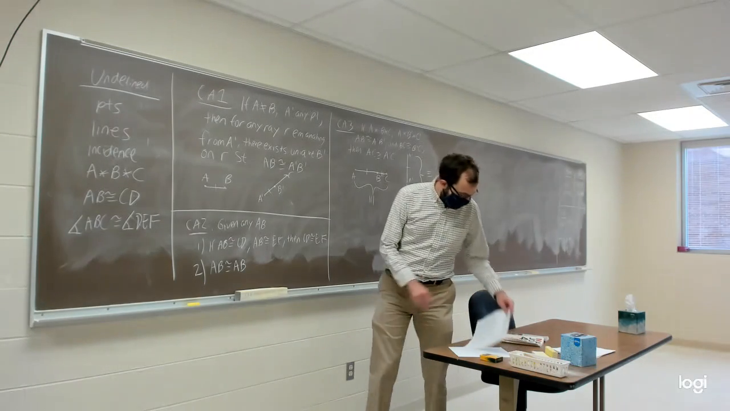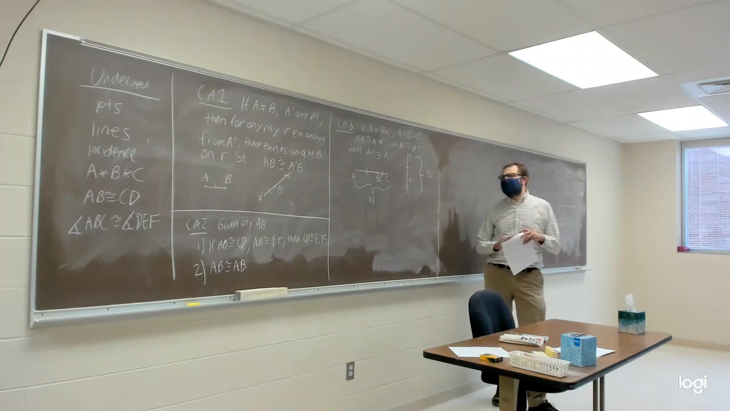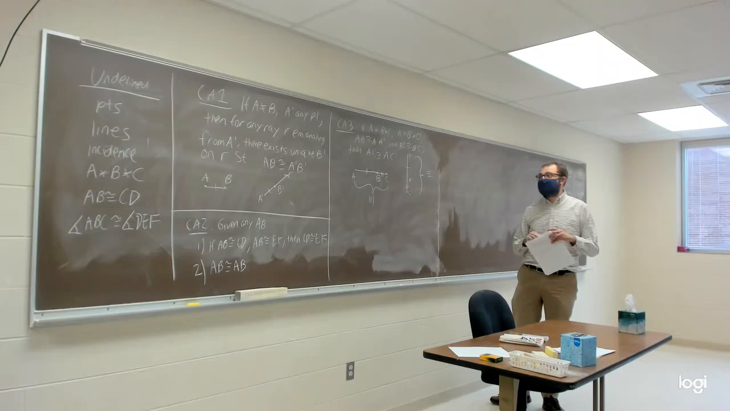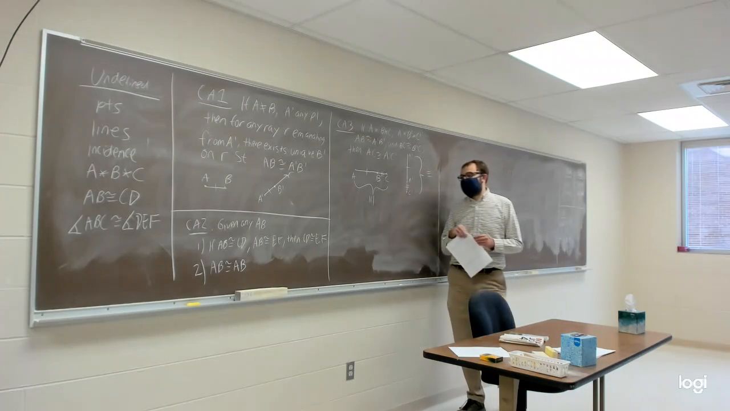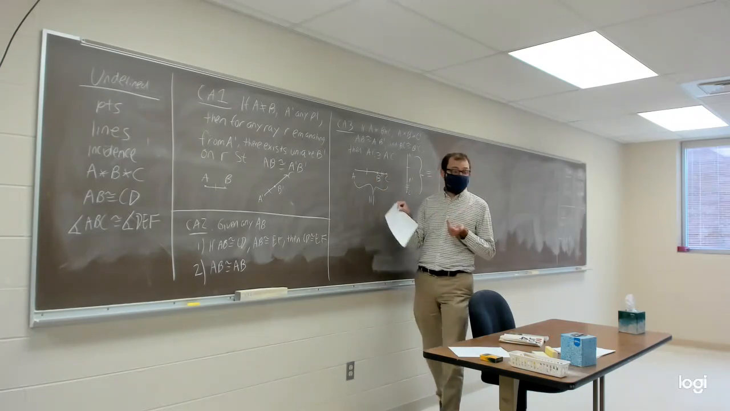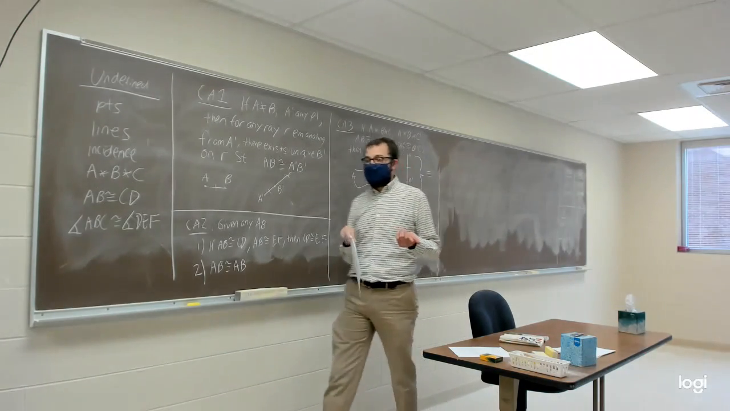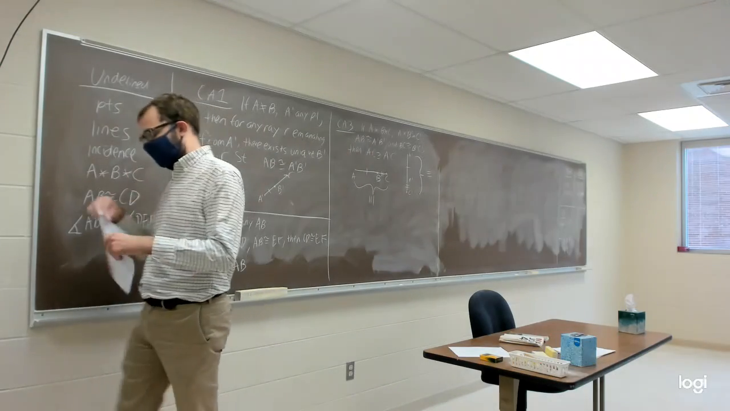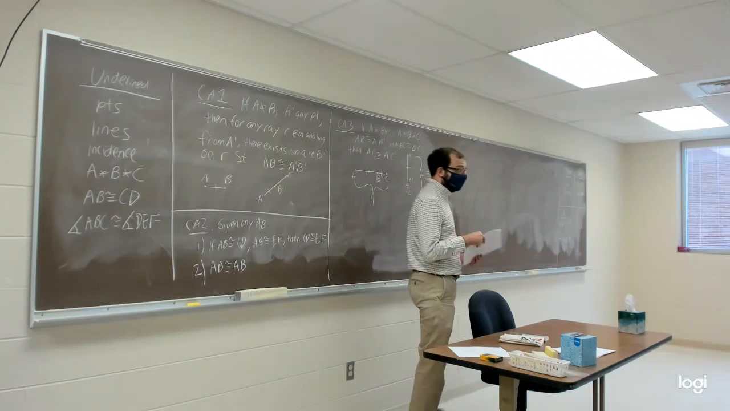In that case, move on to congruence axiom 4. So if you notice, the first 3 congruence axioms all only deal with line segments. There is no reference to angles in these first 3 congruence axioms. Congruence axioms 4 through 6 are all going to relate to angle congruence, as well in a couple cases to line segment congruence as well.